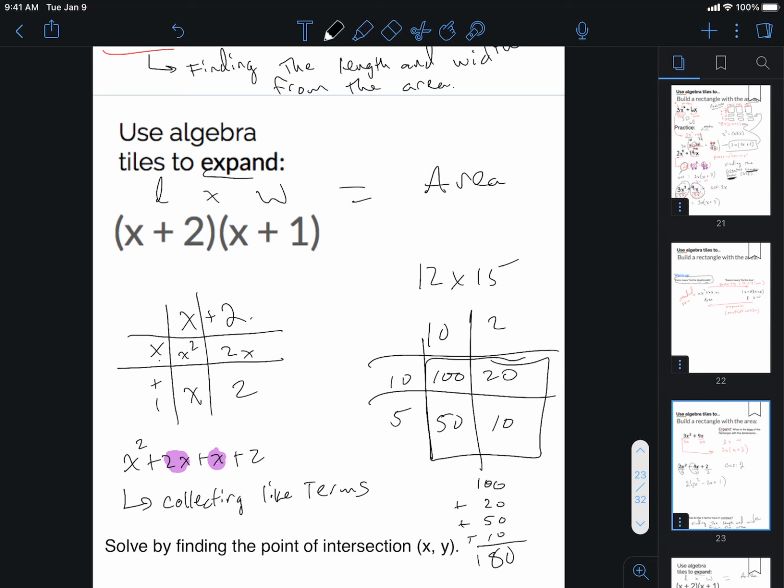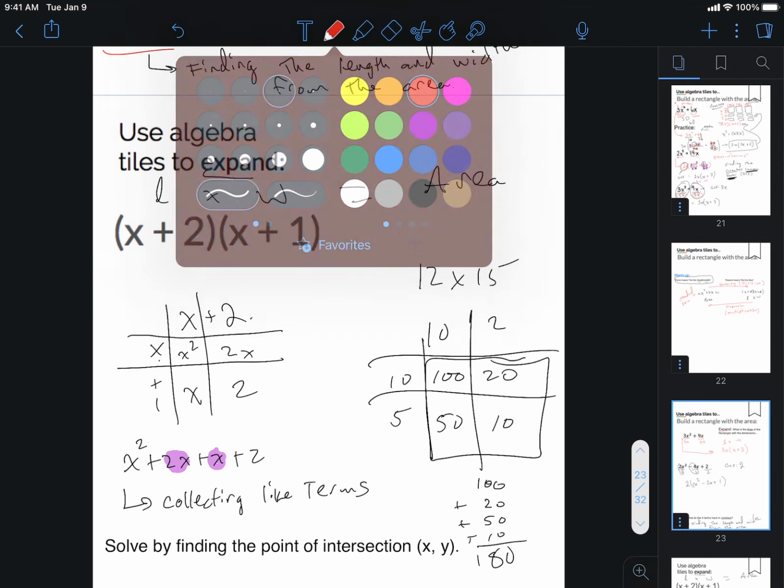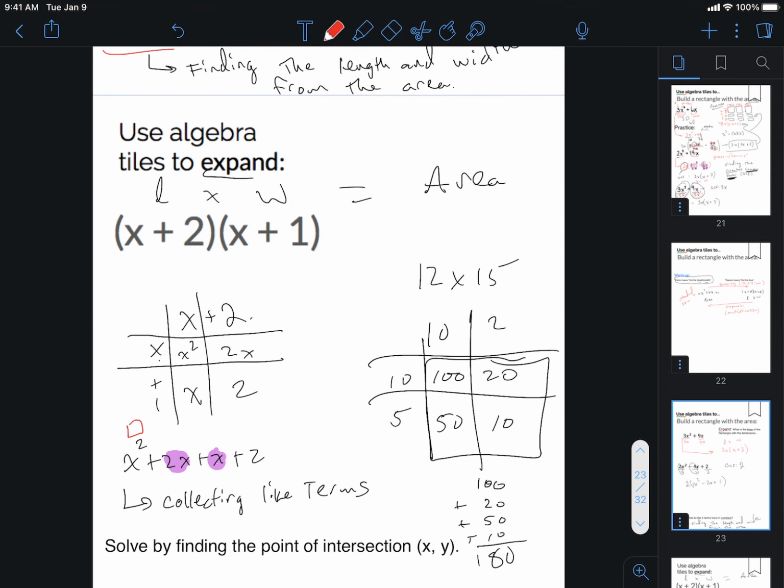Remember what I've got here. I've got a big square. I can't add the square to a rod, right? But it looks like I have 2 rods, and then I have 2 little cubes at the end. They're squares, right? So you can collect the like terms, and you're going to get x squared plus 3x plus 2. That's your final answer. This is the area for that length and width.